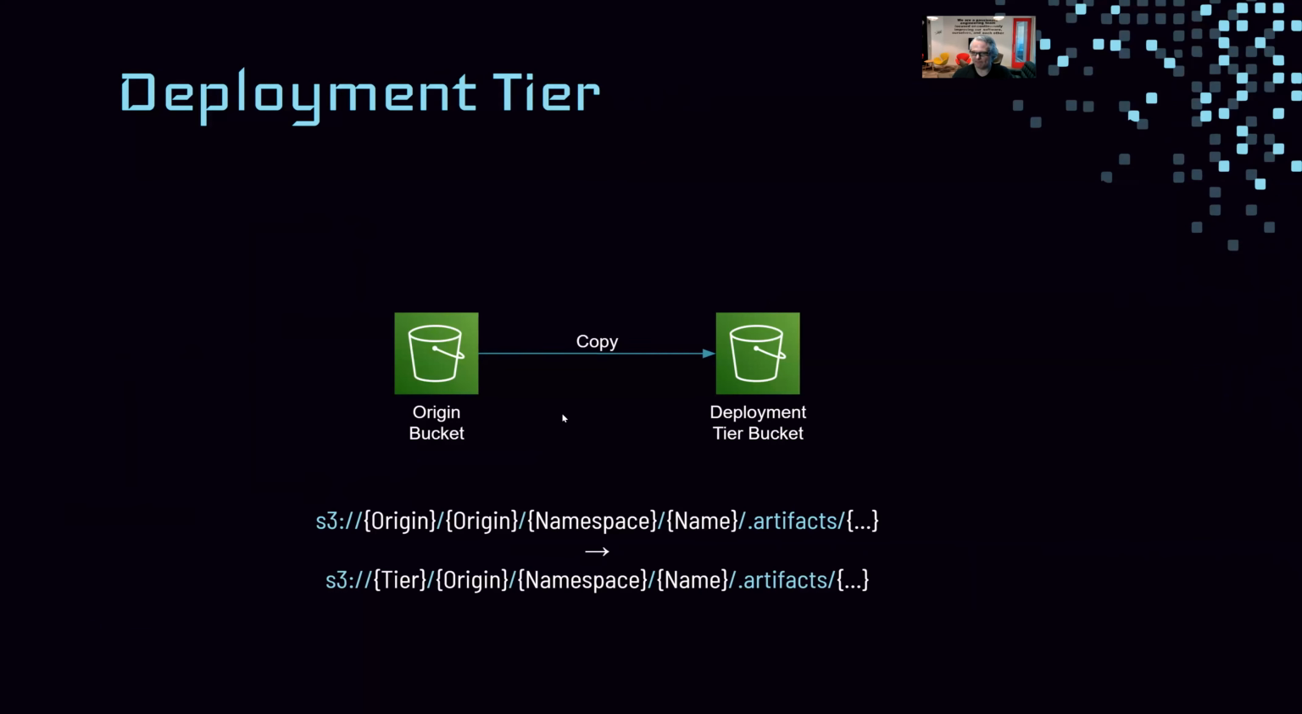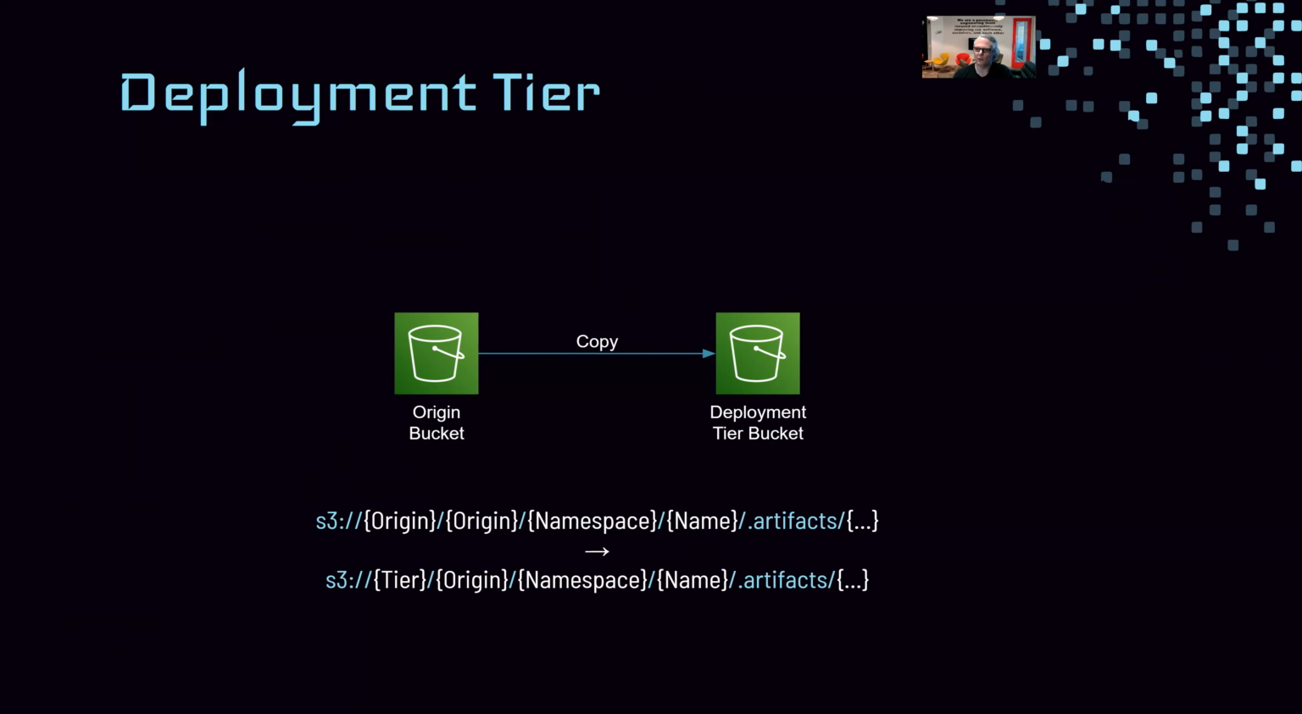So to explain again: we have an origin bucket. This is where our CloudFormation artifacts that we published exist. We want to bring them into our deployment tier bucket. That is eventually where we want to publish to. A deployment tier exists in a certain region. It's the region we want to deploy into.